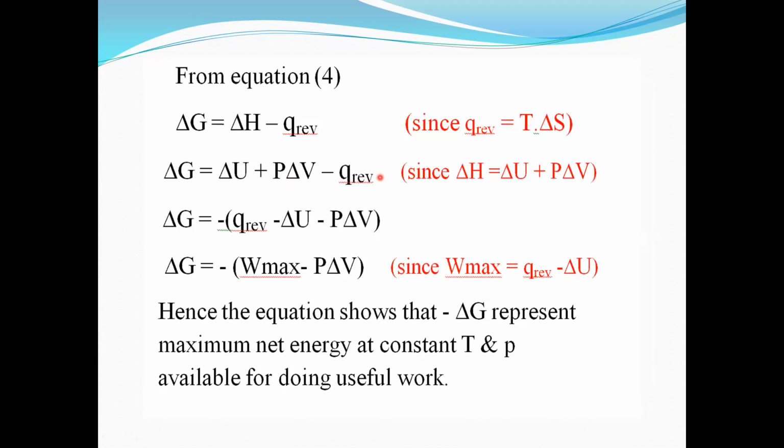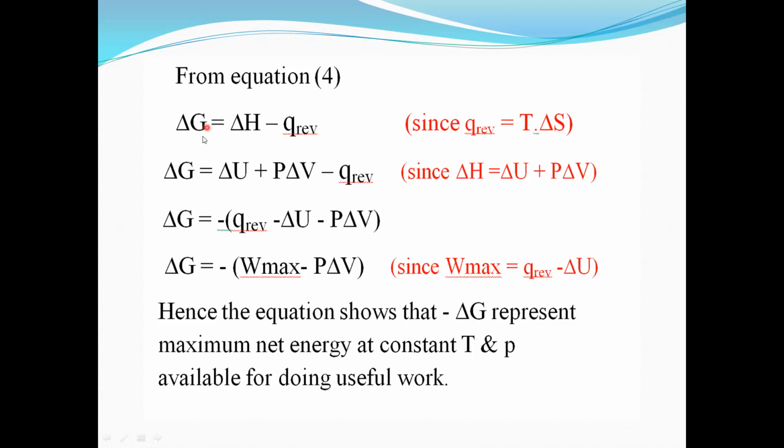So equation 4 becomes, see, what is equation 4? Delta G is equal to delta H minus T into delta S. Here, in place of Q reversible, what is in equation 4? T into delta S, but Q reversible is equal to T into delta S, that is, T into delta S is equal to Q reversible. So we can write, instead of T into delta S, Q reversible. Therefore delta G is equal to, now again delta H is equal to delta U plus P into delta V.